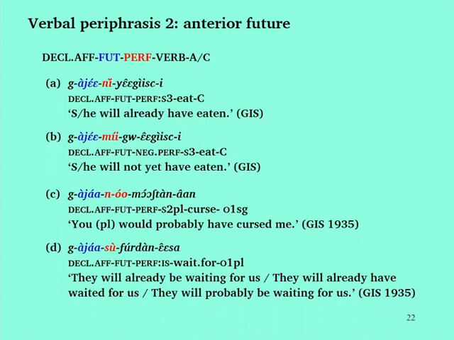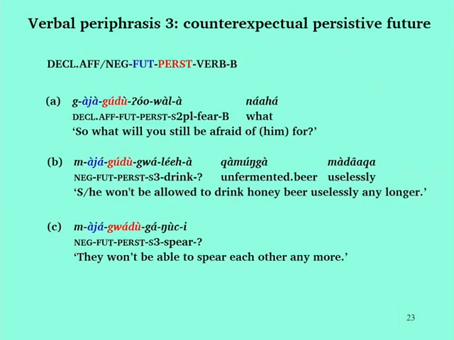For example, in A, where we have gadje niegisch, she will already have eaten, which combines the future marker ad, or rather adje here, with a perfect tense marker for the third person ni to render this meaning. We move to the counter-expectual persistive future, which is formed by combining the future tense with the persistive paradigm. For example, in A, where the future marker adya is directly followed by the persistive marker gudu. So what will you still be afraid of him for? That would be the translation of this.